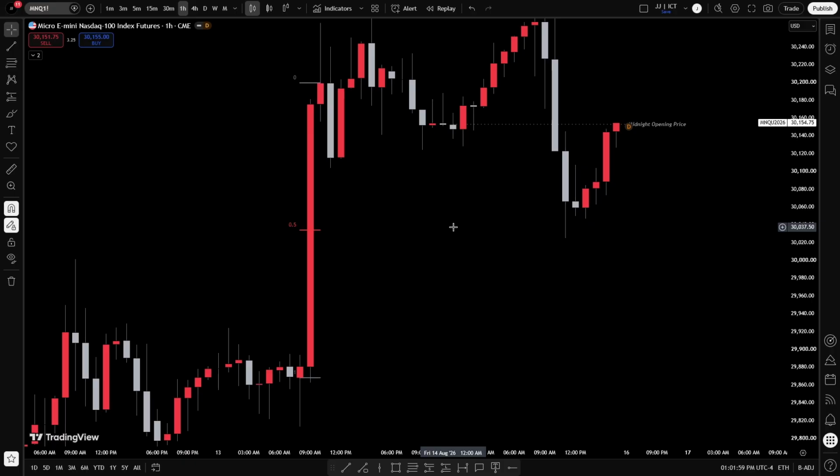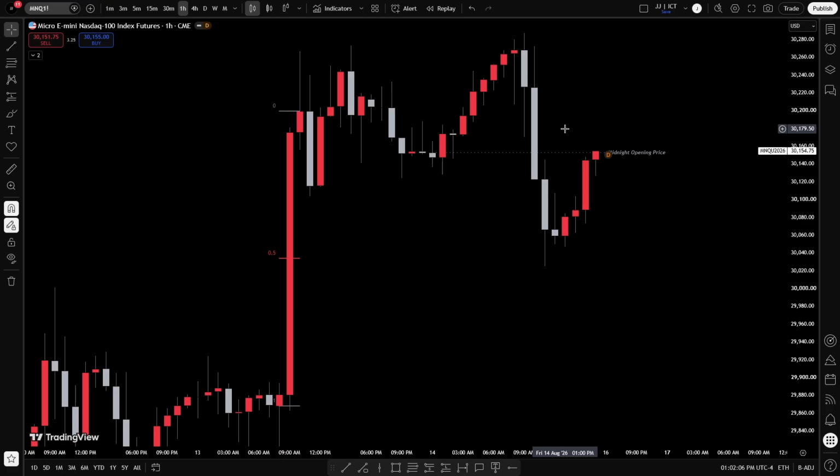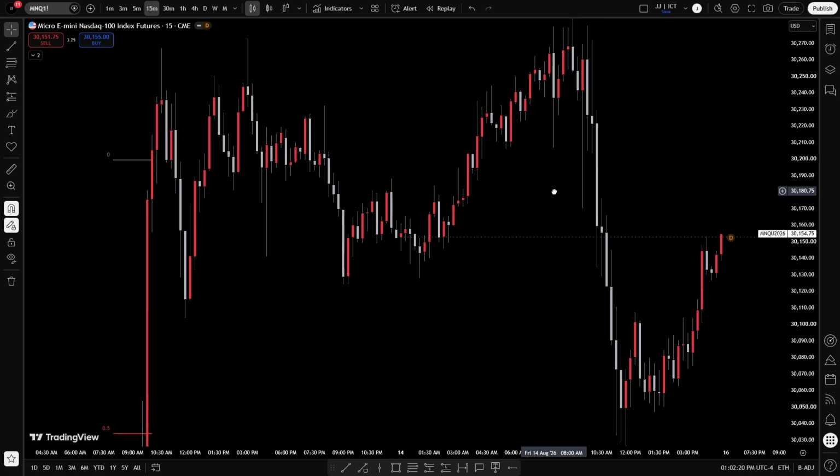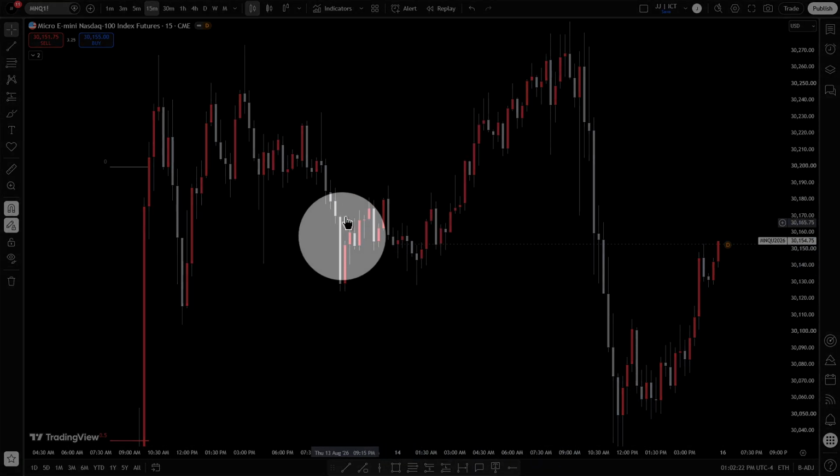You cannot target any other PD array. It goes against ICT in general. Do not do that. If you're targeting a fair value gap and calling it liquidity, first of all, that's wrong because by definition, a fair value gap isn't liquidity. And second of all, you're just not supposed to target like that. It's literally against ICT.